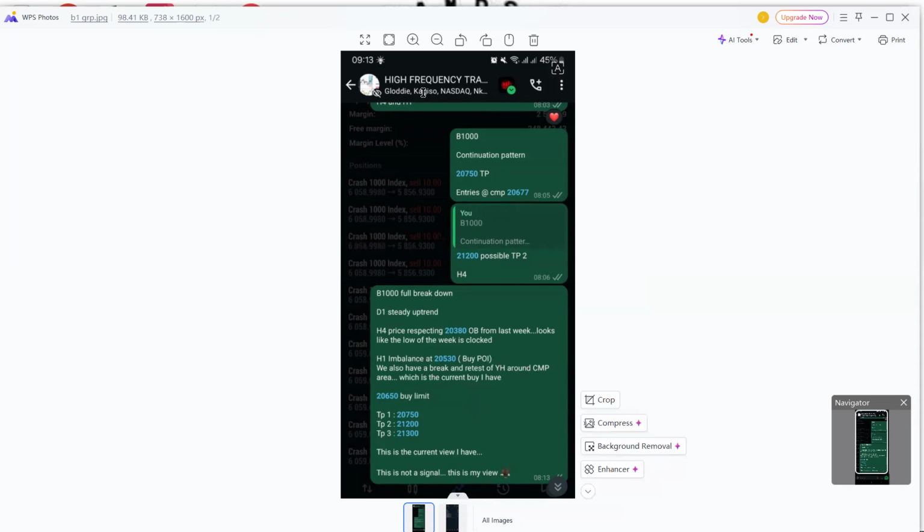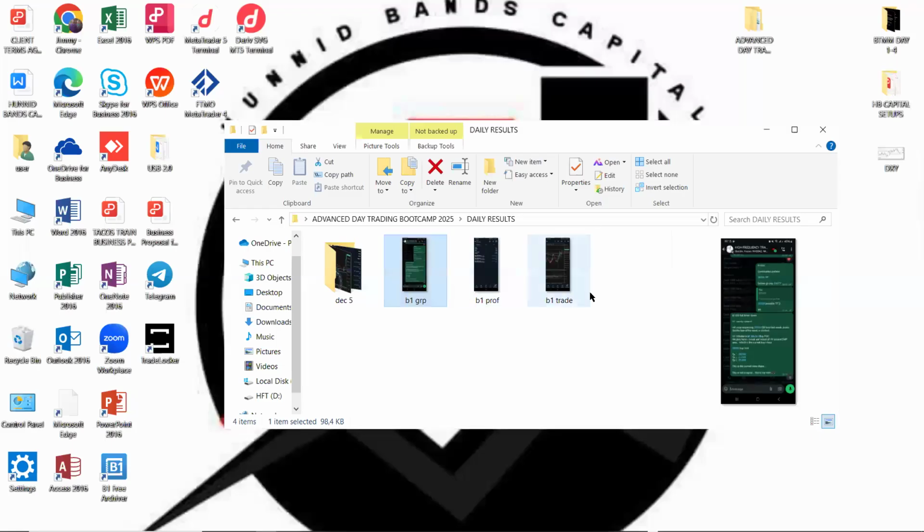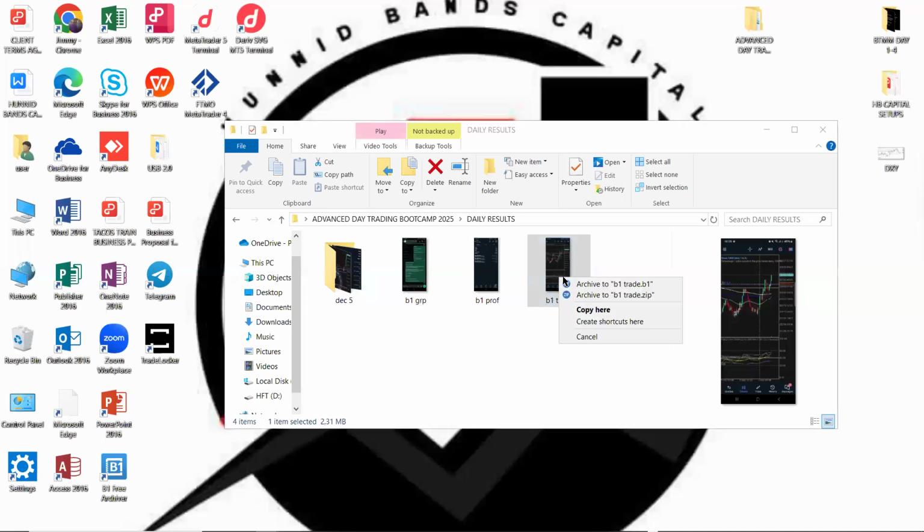And this is not a signal group. Some of you might think it's a signal group. This is not a signal group. It's just where we share ideas. A person is free to trade however they want to trade. So we had that. Then I'm going to quickly show you the trade.